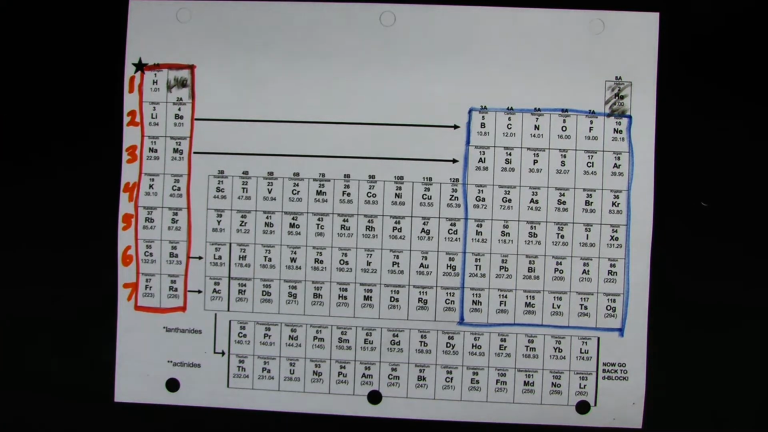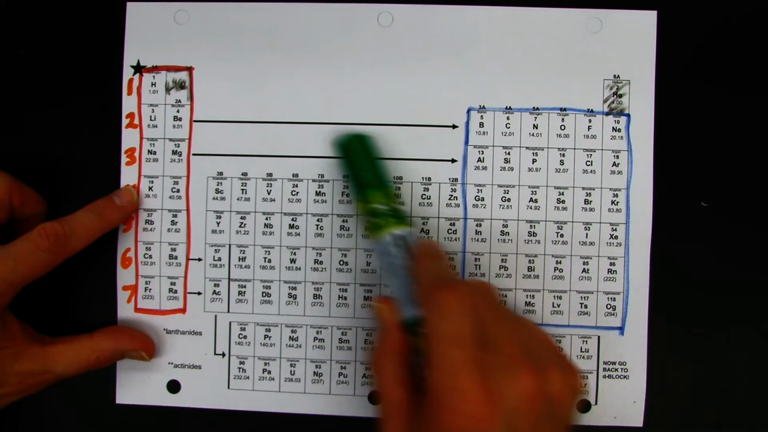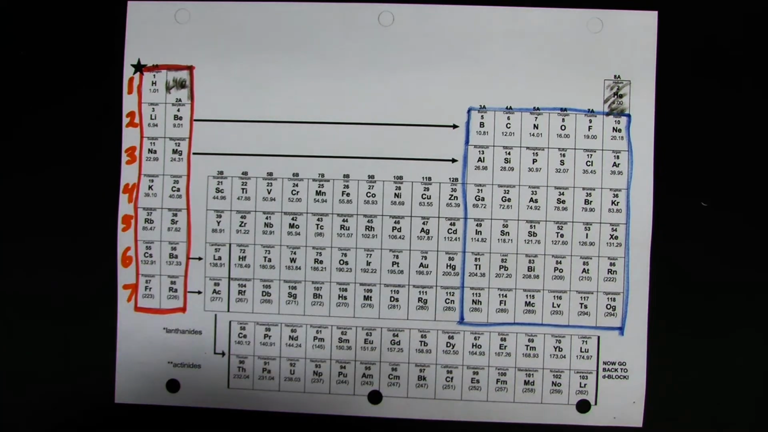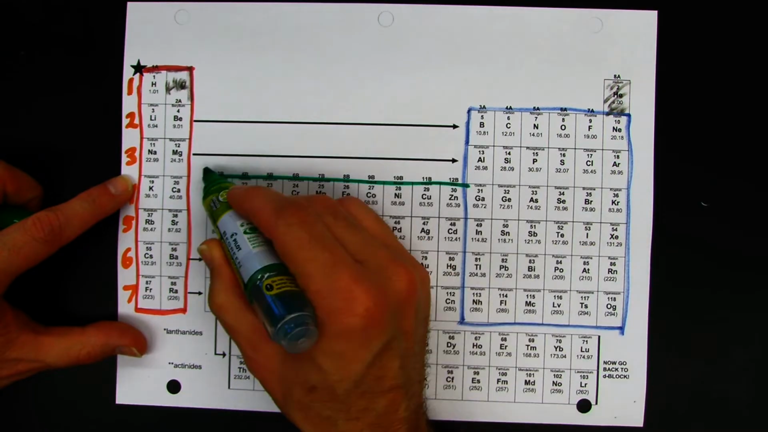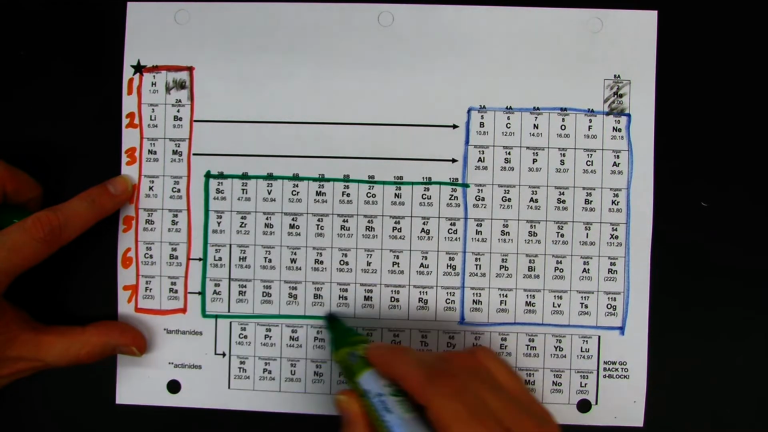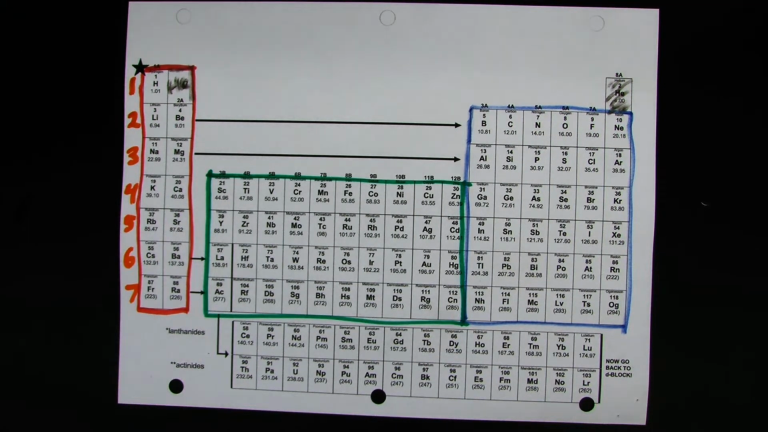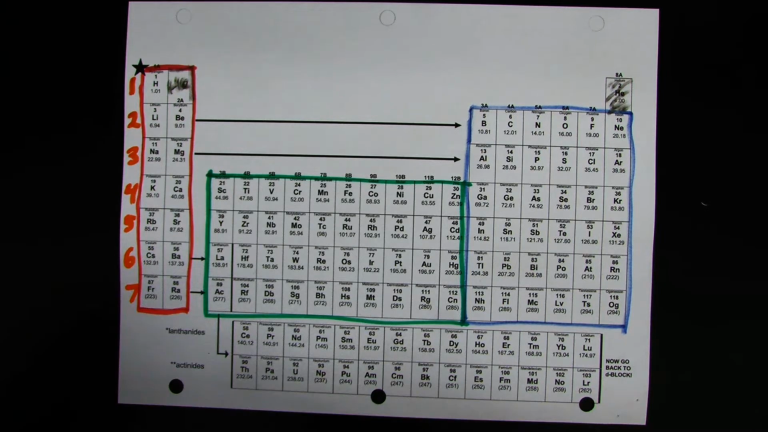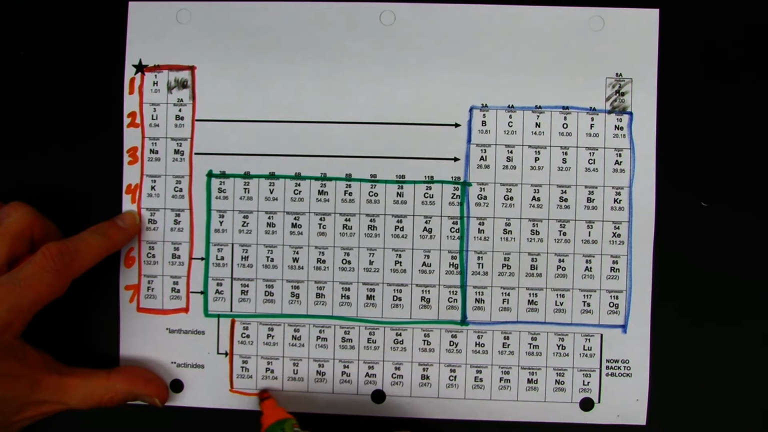And the next one, this part here, seems to be a different part, so we're going to highlight this. And then finally, we're going to highlight this part here. I'm going to use orange here. Again, you can use whatever color you want.